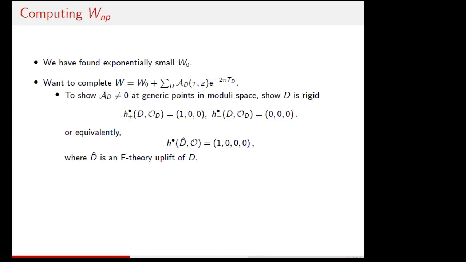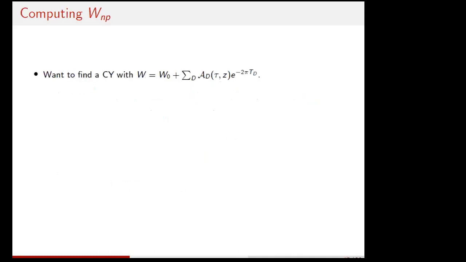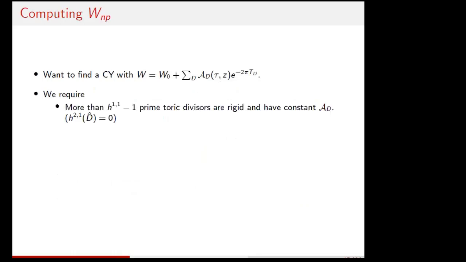This is simple. But still, computing the one-loop Pfaffian is very difficult. But at least what you can do is to show that the middle cohomology group of the divisor is vanishing, to make sure that the Pfaffian is constant. This was studied in very close detail by Witten in '96. So let us go back to our example. We want to find the Calabi-Yau with superpotential W0 plus non-perturbative terms in the superpotential. And what I require is that there are more than or equal to h11 prime toric divisors that are rigid and pure.